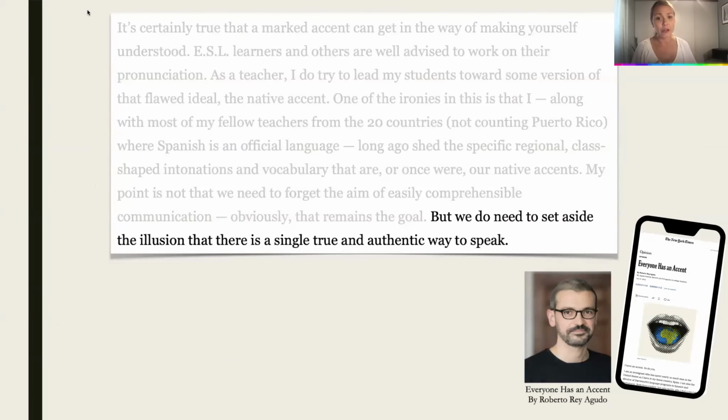So here in the Agudo article published in the New York Times, they may find the sentence at the end of the paragraph that says, but we do need to set aside the illusion that there is a single true and authentic way to speak. I might ask the students, have you heard that you can't start a sentence with but? Many people say they have heard that rule. And so I ask, did he forget that rule? Does he not know that rule? And of course, we get to a point where they understand that this must be a sentence of some significance.